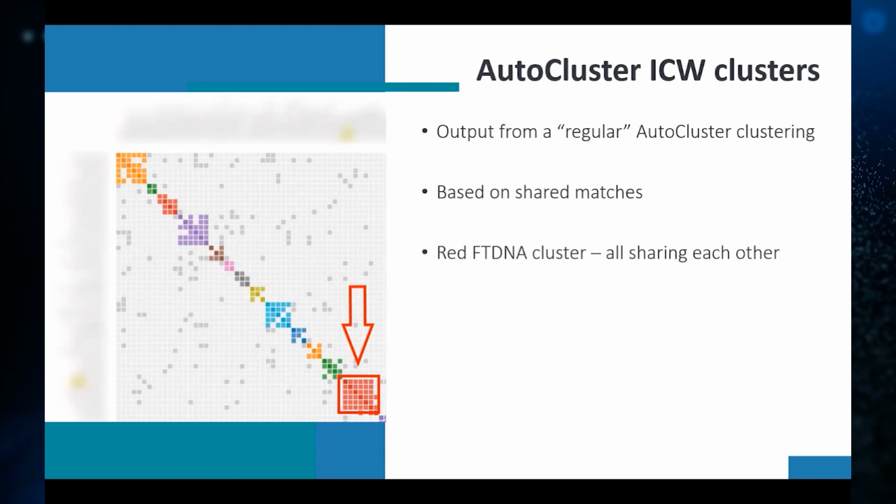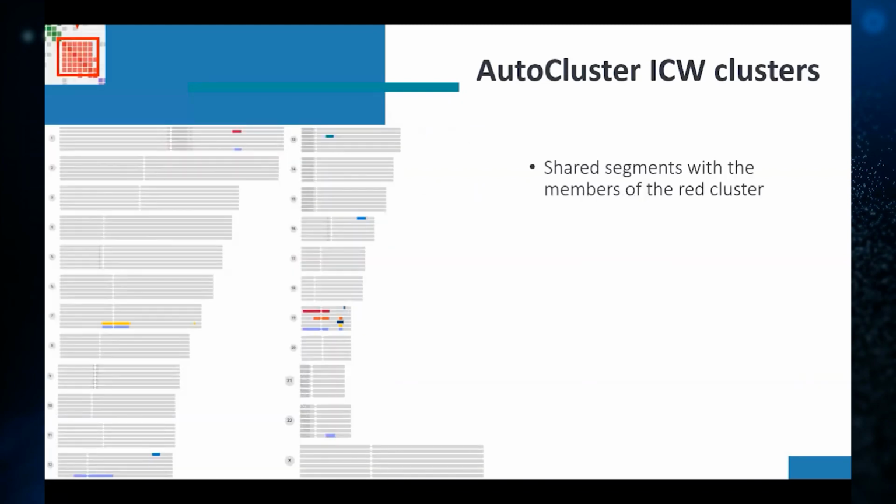So let's check the shared segments with matches using the FamilyTreeDNA chromosome browser. I think you asked it before, right? How does it work with the segment sharing with matches? And now we can see what's under the hood, so which matches are shared. If we look at the chromosome browser, we see this. These are all of the matches within this cluster.